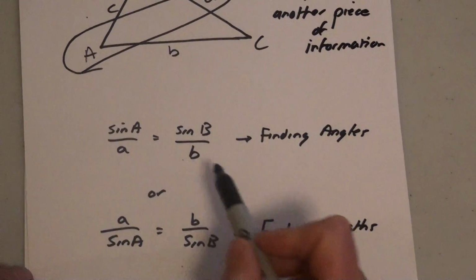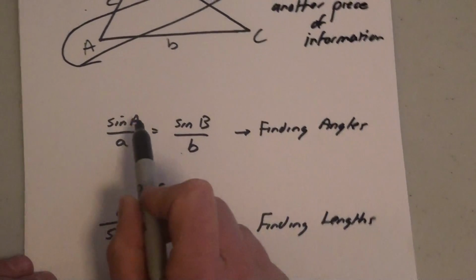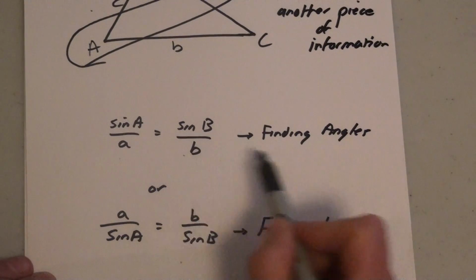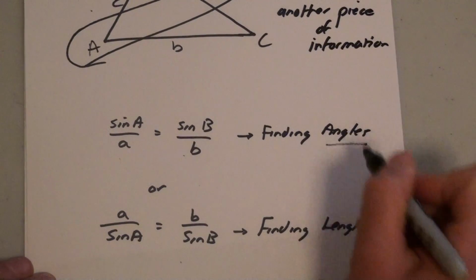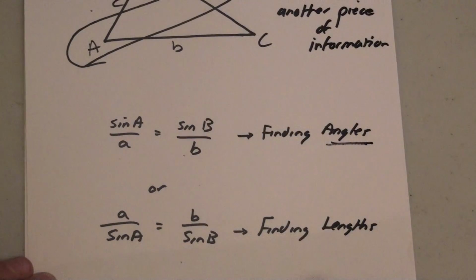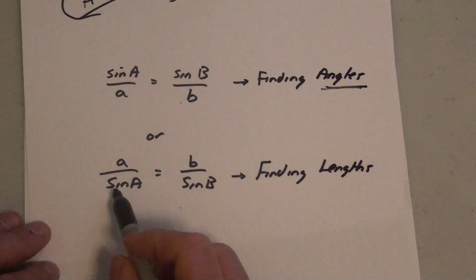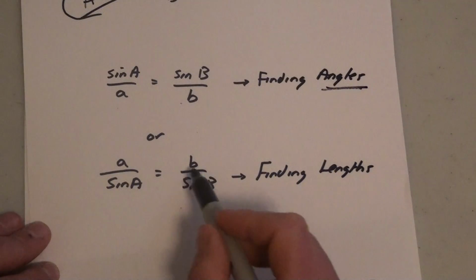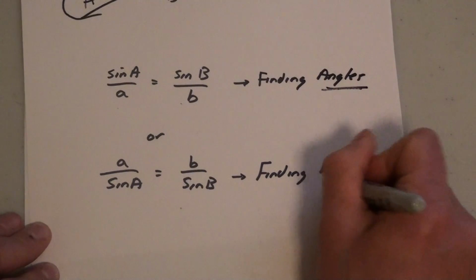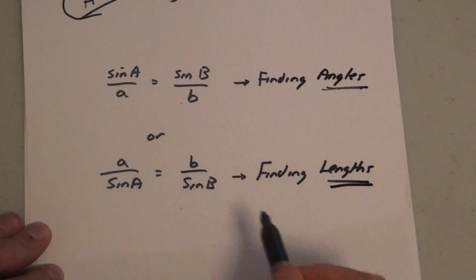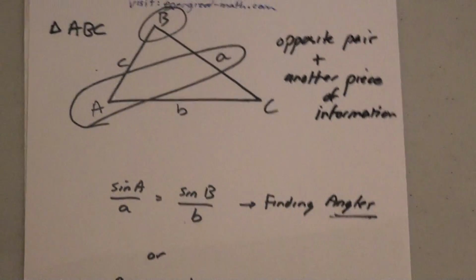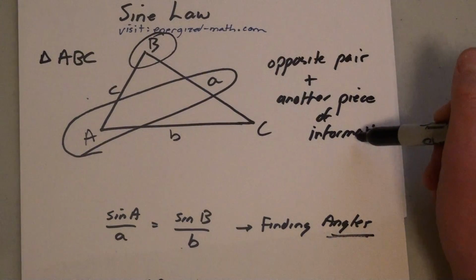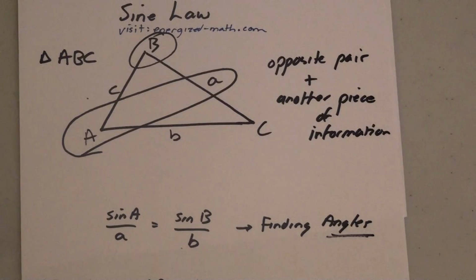The sine law can have two different versions. Sine A over a equals sine B over b. That's best at finding angles because my angles are on top. Alternatively, if I flip it, a over sine A equals b over sine B, which is good for finding lengths because I have my lengths on top. Again, opposite pair and another piece of information, you can use the sine law.